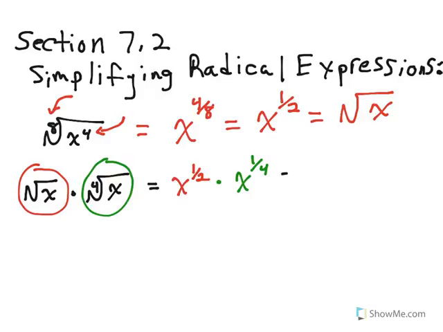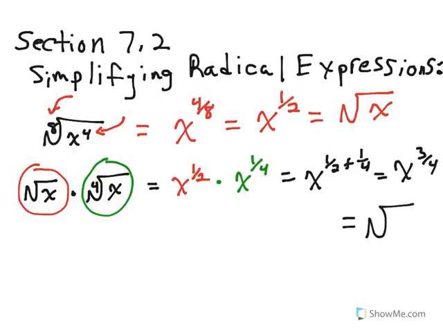Now we can multiply our variables, and when you do so, you add the exponents. x to the power of 1/2 plus 1/4 is x to the power of 3/4. Now we can rewrite x in radical form as the fourth root of x to the third power.